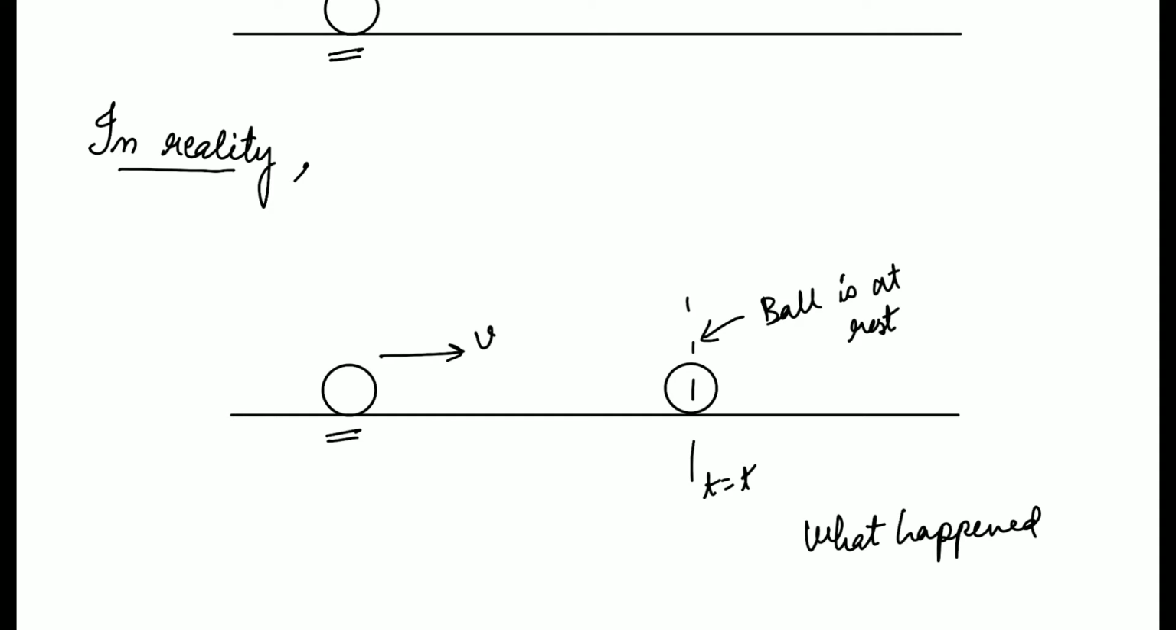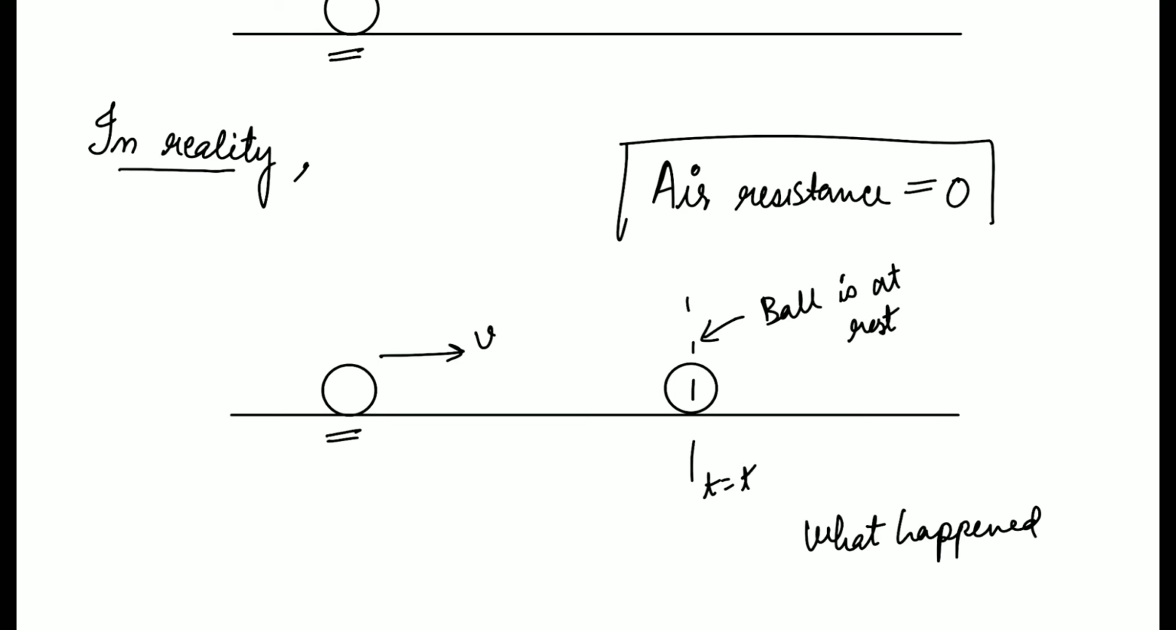Here I'm assuming that the air resistance in its path is actually zero. I'm assuming that there is no air resistance. So if there is no air resistance, then what happened? Why did the ball stop? Why did the ball change its motion or its state, right?